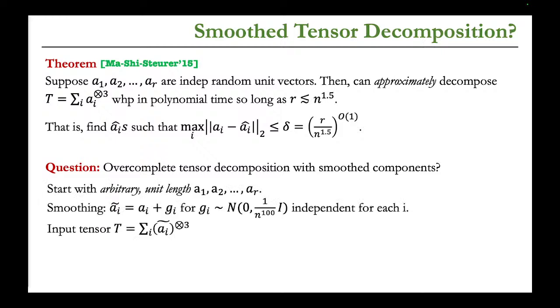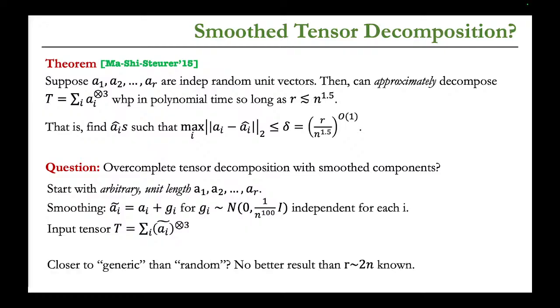What does that mean? Imagine starting with arbitrary unit length a_i's, and then you perturb each a_i by an additive small Gaussian. This will make them generic, but it's a very specific model of genericity. Some small random perturbation of the a_i's, and that's my new components. The input tensor is going to be the smooth a_i's as components. And I'm going to ask, can you, for this model, do decomposition better than what we know?